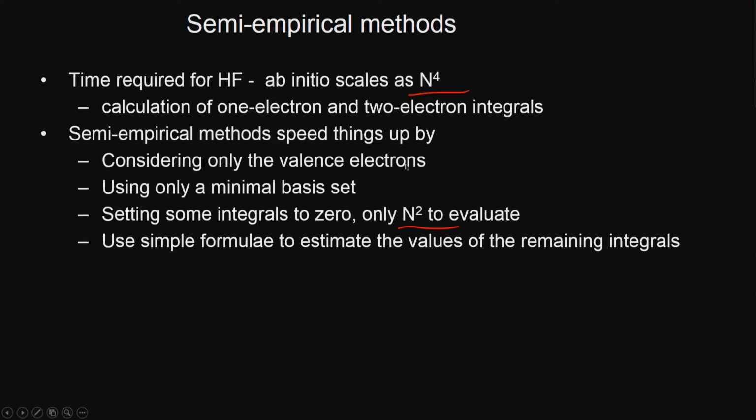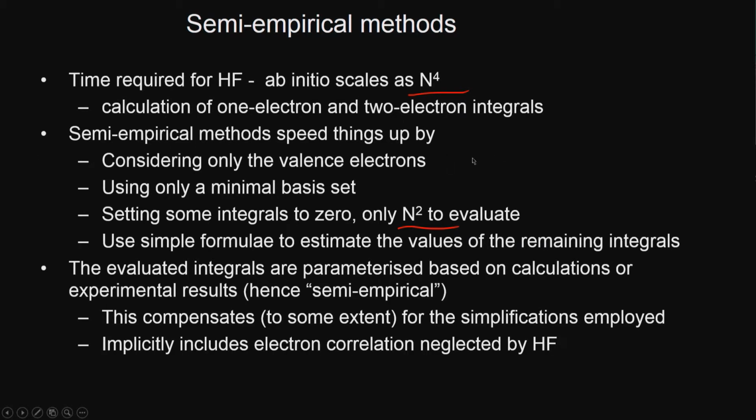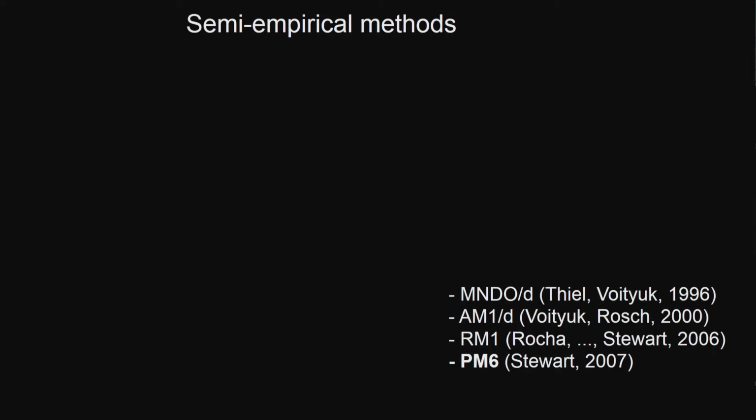So we take only the valence electrons, we take a minimal basis set and set some integrals to 0. The evaluated integrals are also parameterized based on calculations or experimental data. That is why it is called semi-empirical. This compensates to some extent for the simplifications. It implicitly includes electron correlation neglected by HF; whatever we neglect, we include that. There are many methods, MNDO, AM1, RM1, PM6, so many different methods. As we can see, the methods were developed over a period of time, starting from the 1990s going down to the 2000s.